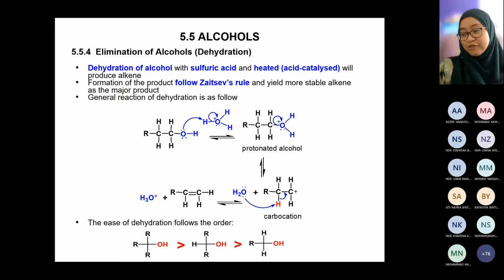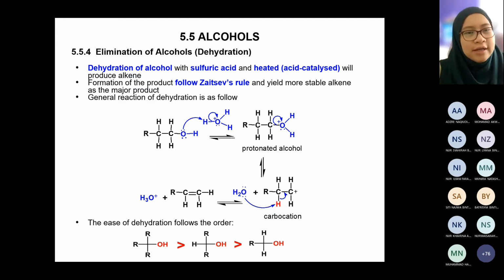Okay, how is it? So far okay? Nucleophilic substitution just now, before we proceed to elimination. Okay, madam. Okay, very good. Alhamdulillah.